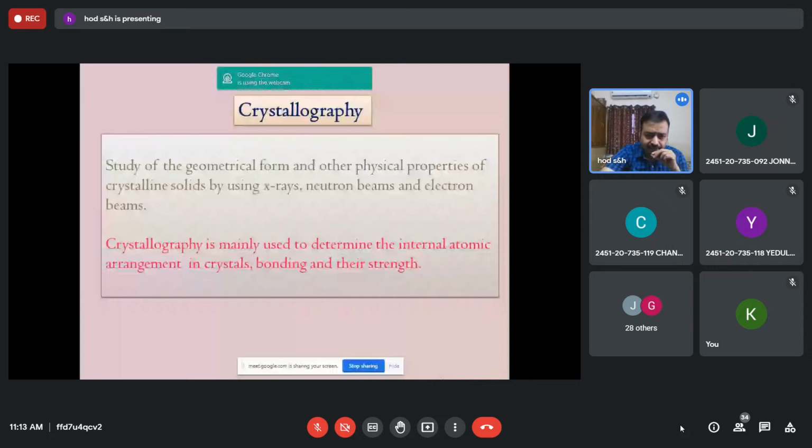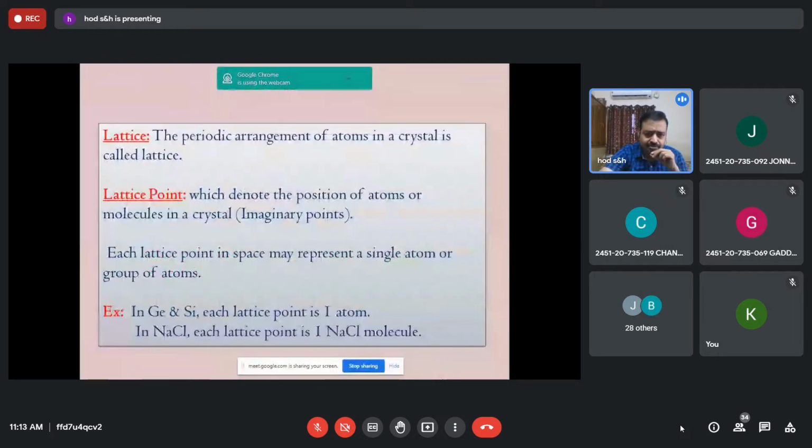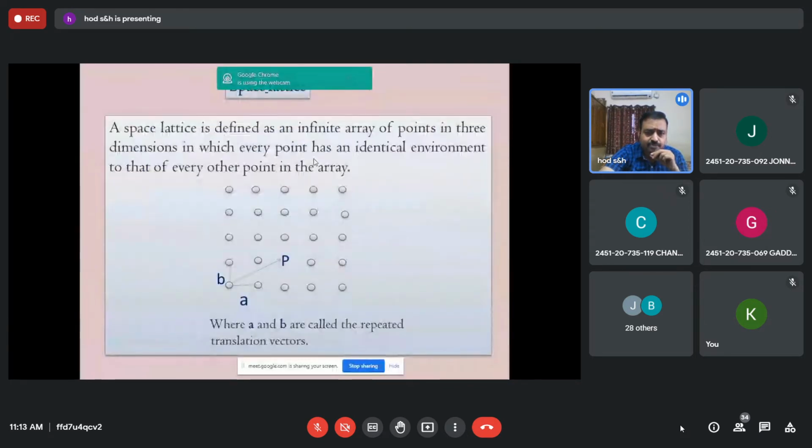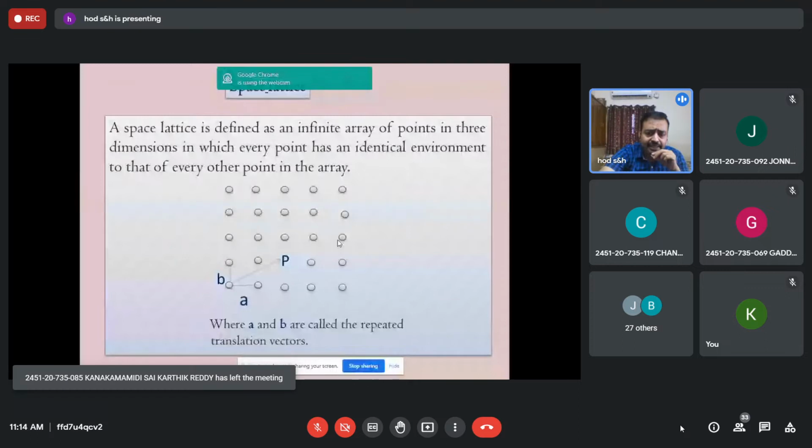These definitions you should remember. What is lattice? The periodic arrangement of atoms in a crystal is called a lattice. Space lattice is defined as the infinite array of points in 3-dimensional space, so that every point has identical environment. Then it is called a space lattice.